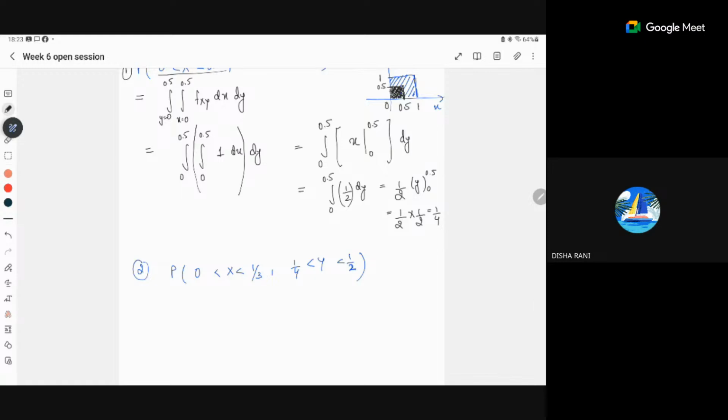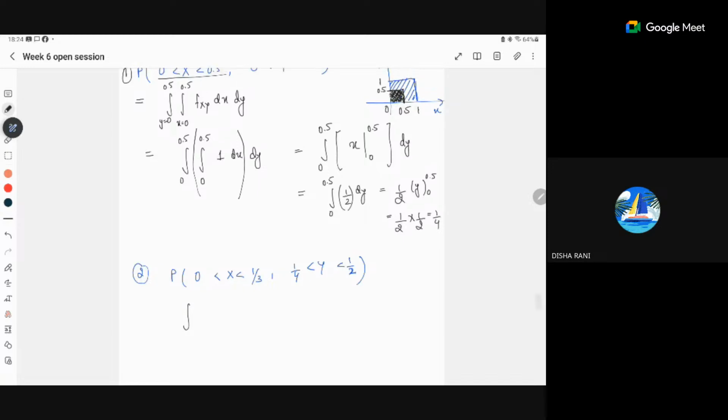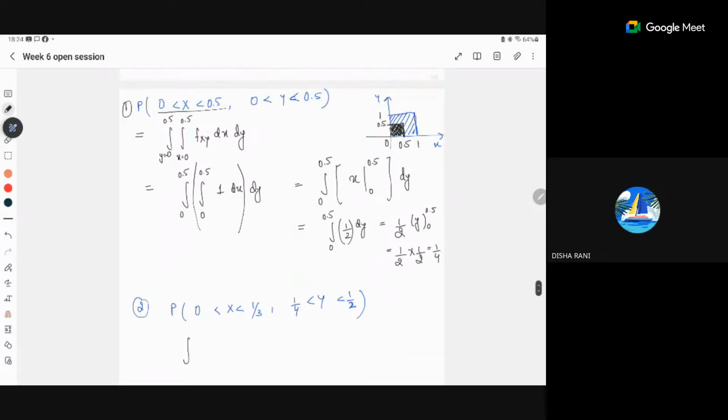Yes, we'll do the same thing. Now our limits are varying. Before, x and y both lay between 0 to 0.5, but now the range, the support, has changed for x and y. This is going to be again the integral of 1 times dx dy, where x is varying from 0 to 1 by 3 and y is varying from 1 by 4 to 1 by 2.